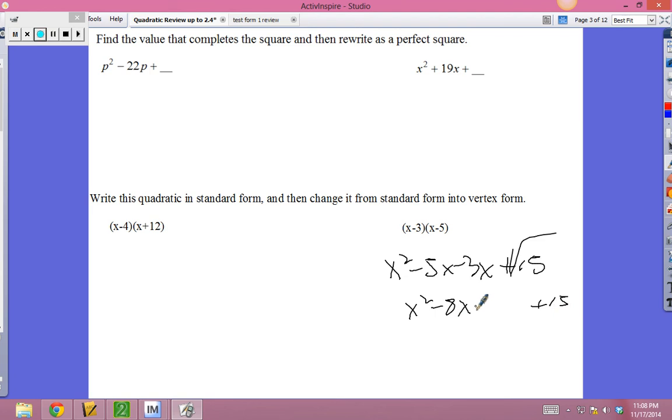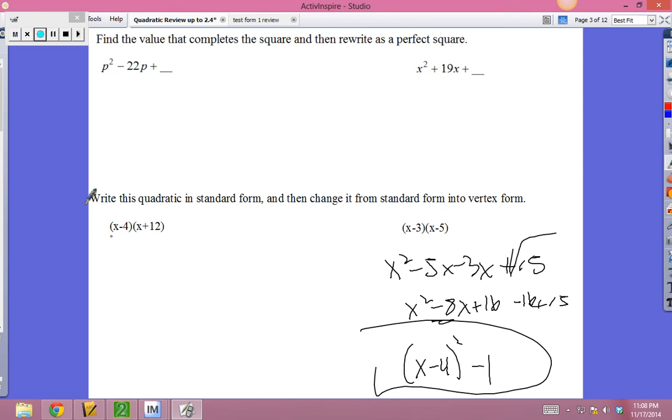We know if the middle is 8, then we want this to be a 16. I'm going to add a 16, I'm going to take away a 16. So you cut it in half. 8 cut in half is 4. 4 times 4 is 16. And now this is minus though, so it's going to be x minus 4 squared, and the negative 16 plus 15 is negative 1. And that is the vertex form.